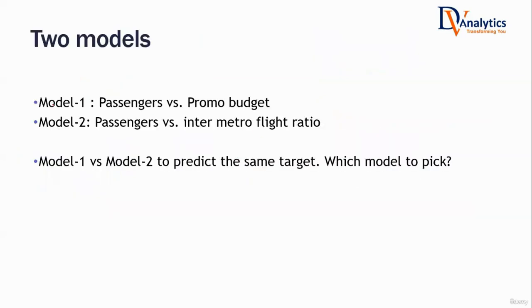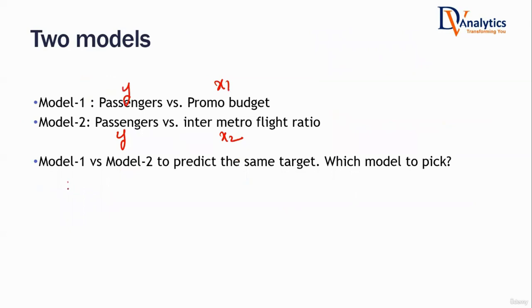For example, model M1 is predicting passengers using promotional budget. Model M2 is also predicting passengers using inter-metro flight ratio. It is using a different variable altogether. But which model is doing a good job? How do you know that? So here is the answer.